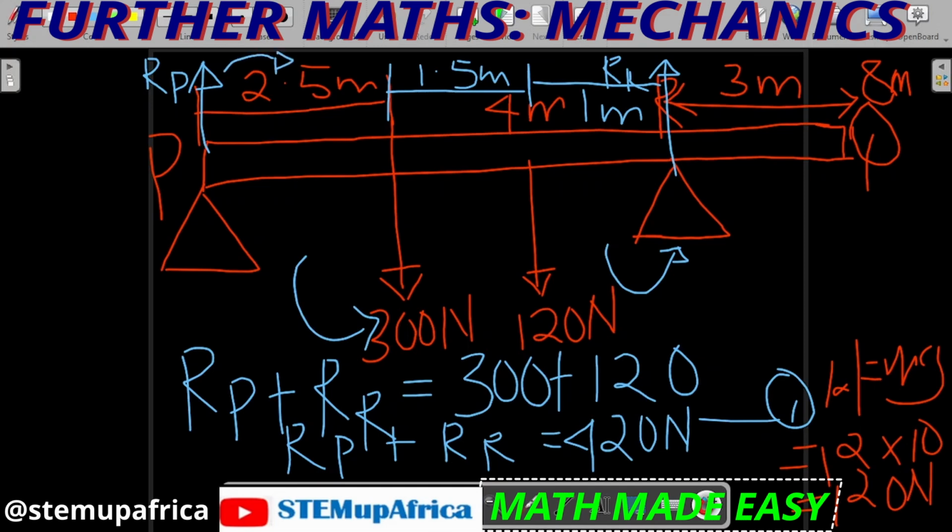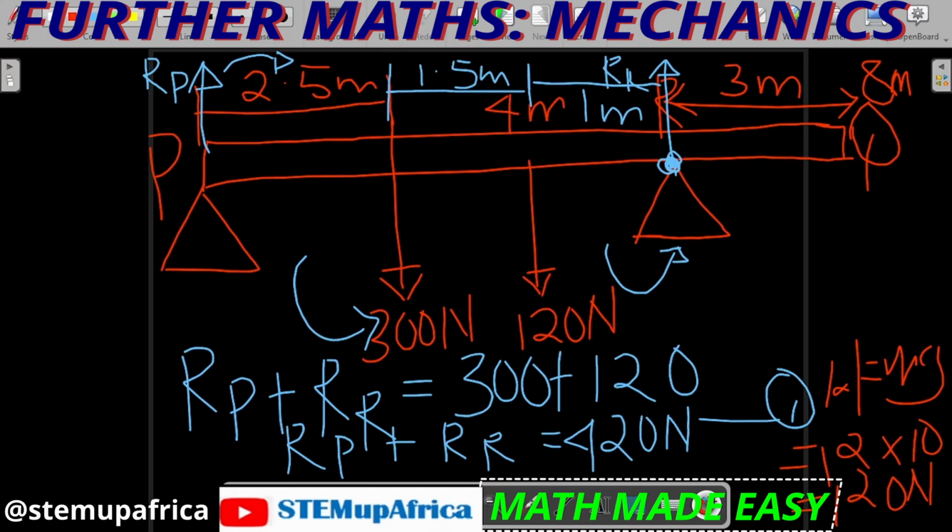It should come to R. Meaning 120 will go to R, 300 will go to R, and the reaction at P will also go to R. So the reaction at R is acting at its own point, so there will be no moment at that point. So all the forces are heading to R. With that, let's take the moment.